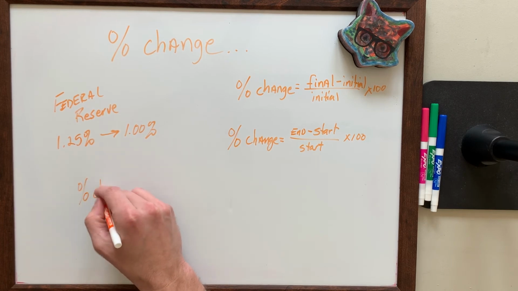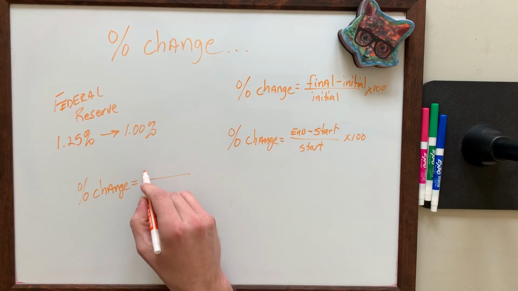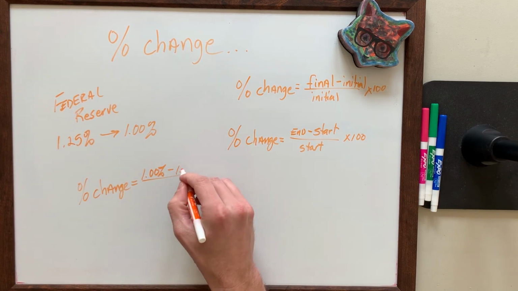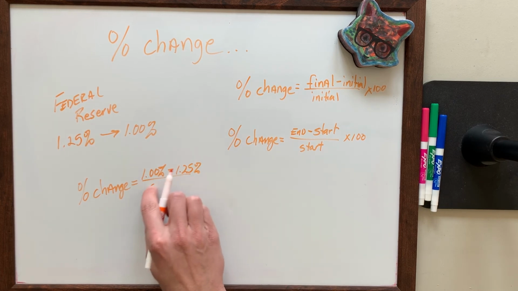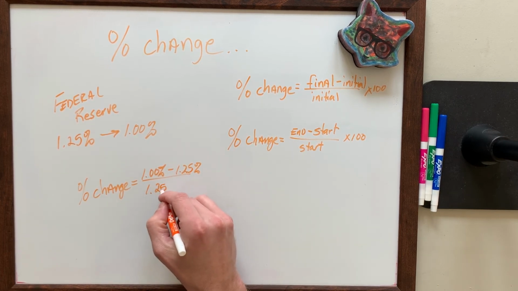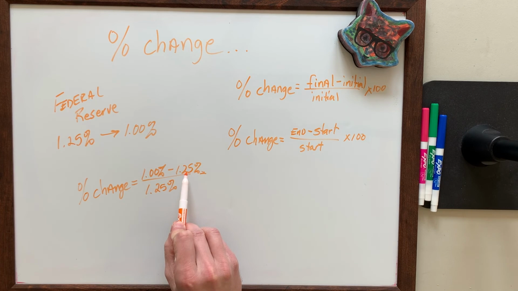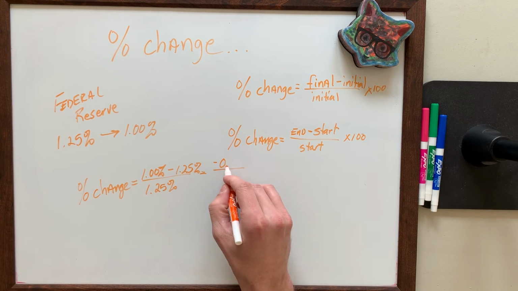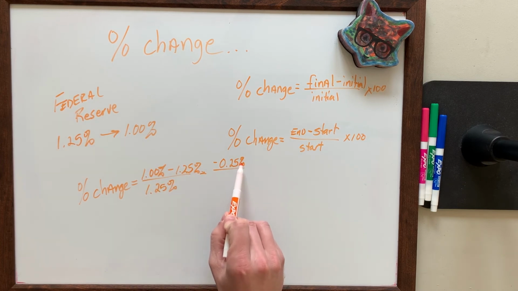Well, let's go ahead and write it out here. Remember that the percent change is, where did I end up? Well, I ended at 1%. Okay, and I'm going to subtract where I started, which was 1.25%, and divide by where I started, 1.25%, okay? And if we do this math, 1% minus 1.25% is going to give us a negative 0.25%. This is just doing the math, 1 minus 1.25, and we're keeping the units percent.